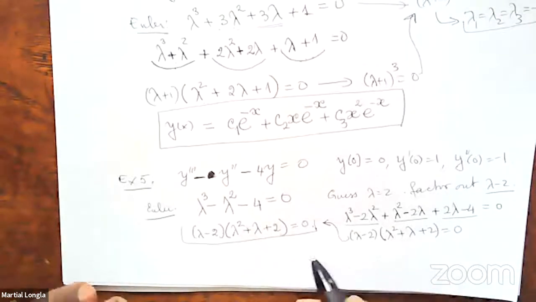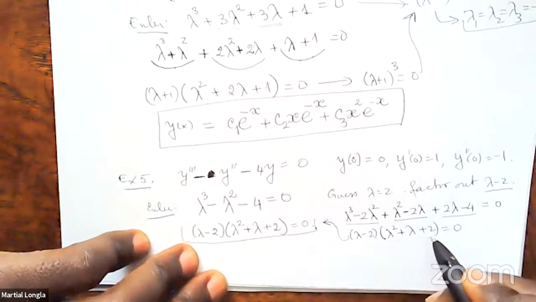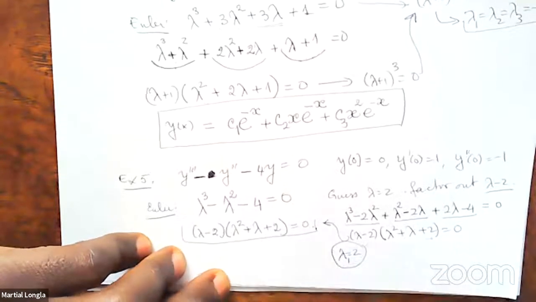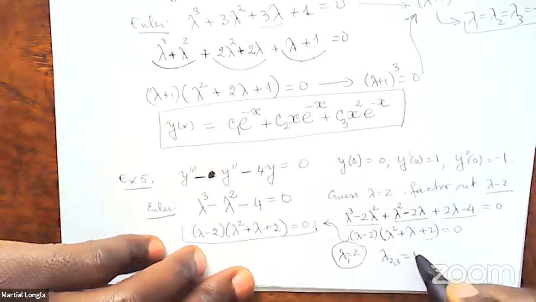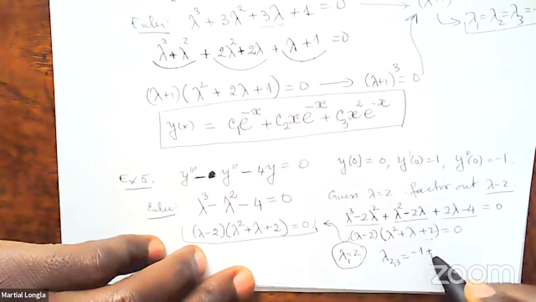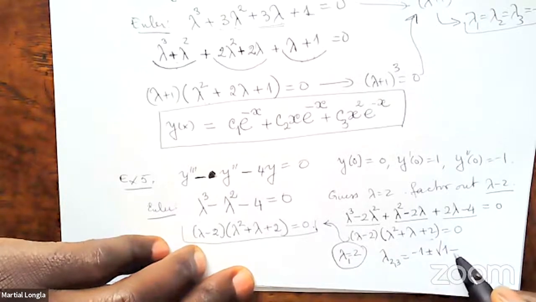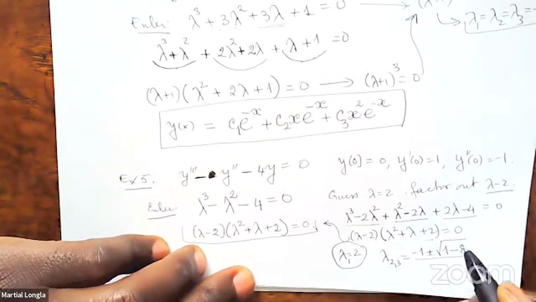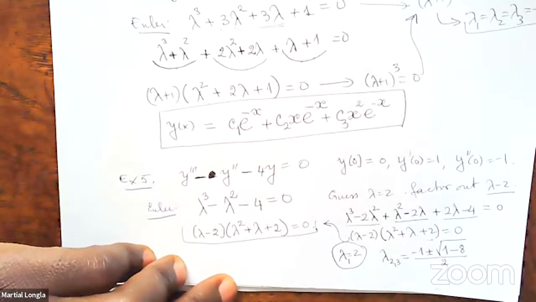And now, this tells me that for this piece, I can use the quadratic formula to solve it. For this piece, I got lambda 1 equal to 2. For the other piece, I can use the quadratic formula: lambda 2, 3 equals minus 1 plus or minus the square root of b squared, 1, minus 4 times 2 times 1, so that's minus 8, over 2, right? Everybody okay with that?